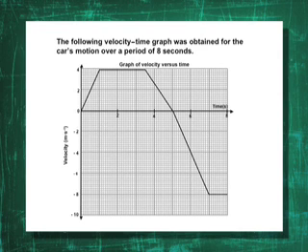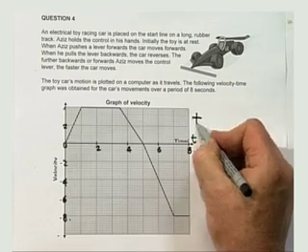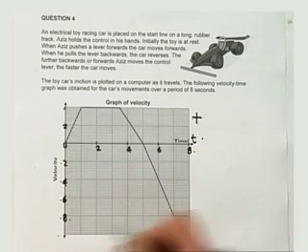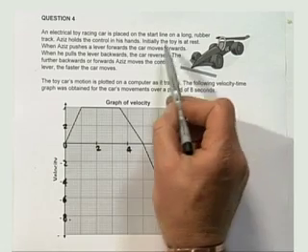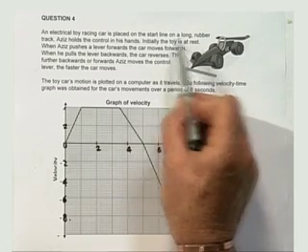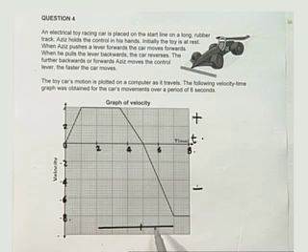The following velocity time graph was obtained for the car's movements over a period of 8 seconds. All right, we see it starts. Now remember that this is positive, this is negative. We're talking about motion on a long rubber track. It's in fact going to be in a straight line. So it's moving backwards and forwards along a straight line.